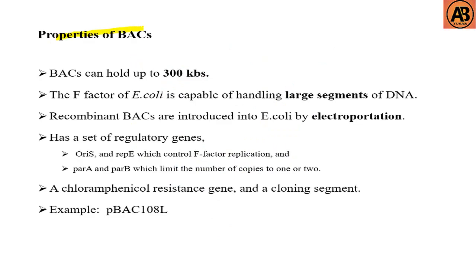Then what are the properties of BAC? BAC can hold up to 300 kb. The F factor, that is the fertility factor of E. coli, is capable of handling large segments of DNA. Recombinant BACs are introduced into E. coli by electroporation. It has a set of regulatory genes, oriS, repE, which control F factor replication, and parA and parB, which limit the number of copies to one or two. A chloramphenicol resistance gene and a cloning segment are present. Example, pBAC108L.